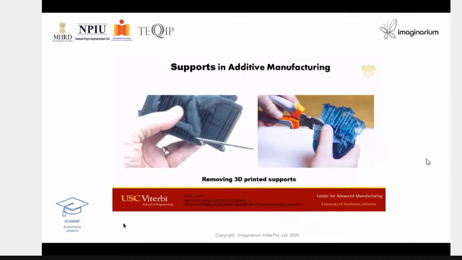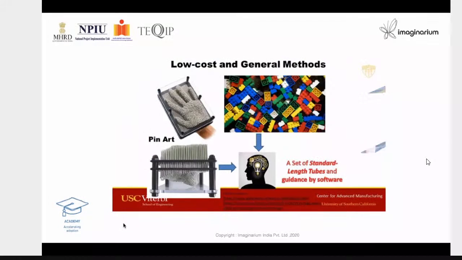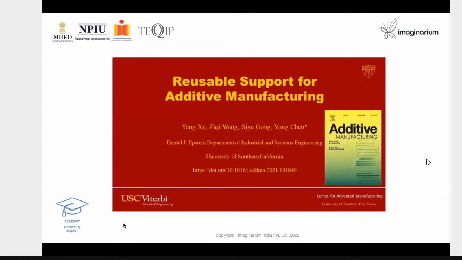Efficiency for nozzle-based material extrusion processes. Inspired by pin art and Lego blocks, Professor Yang Chen's group at the University of Southern California figured out a novel support strategy and designed a programmable and reusable pin support. The work is published in the journal Additive Manufacturing.